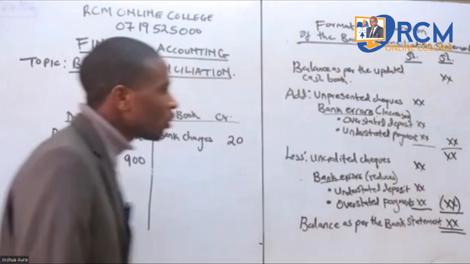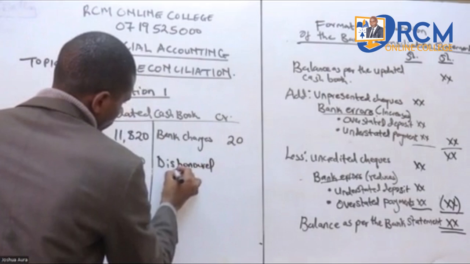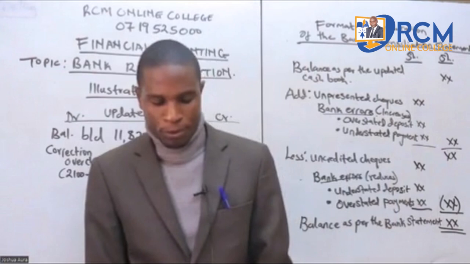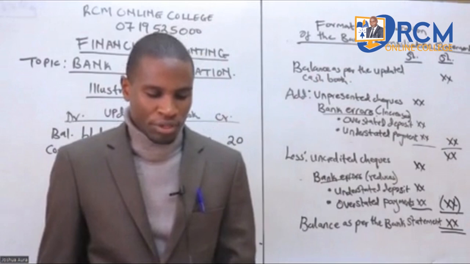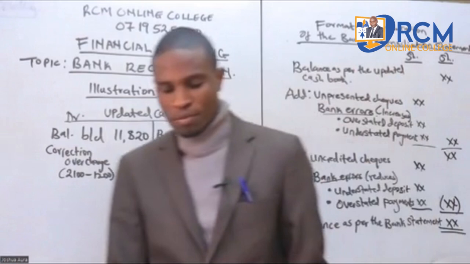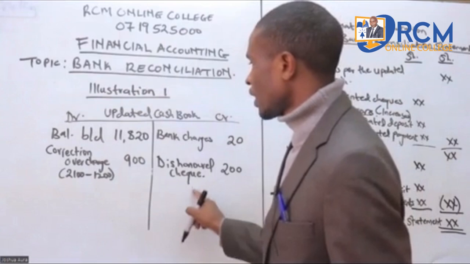I can see we also have a dishonored check. This one will be credited, and the amount is 200. Do you have any other item that affects our cash book? I don't think we have any other. If we had a standing order, we would have credited. If we had anything to do with undercharge, the correction of any undercharge, you also put on the credit side.